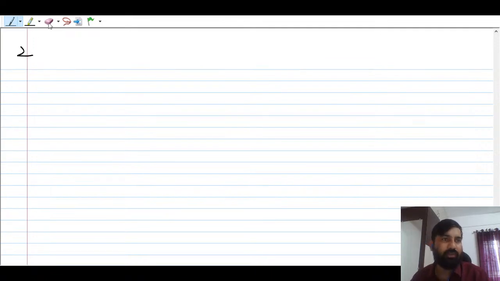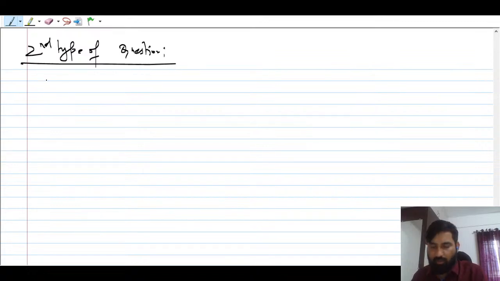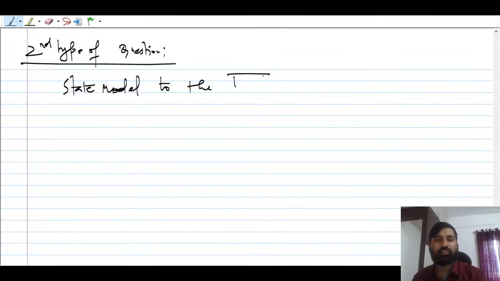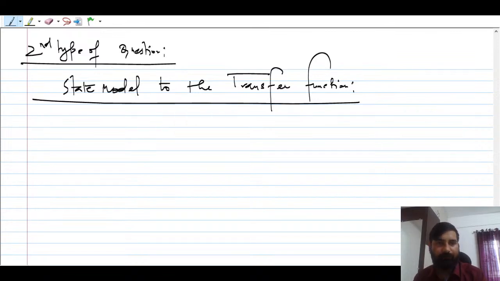The second model that you can obtain, the second kind of problem, the type of question that you can expect, is finding or determining the state model from the transfer function. So you will be given a transfer function and you have to find the state model, simple, right? You will be given a transfer function and you have to find the state model. Please remember, it's a very easy process.